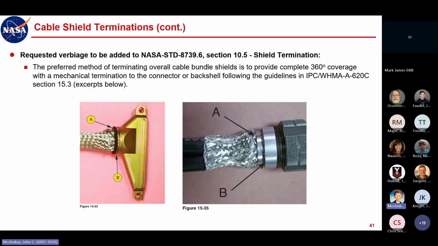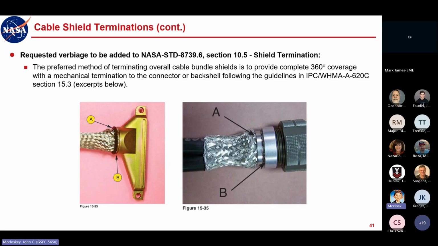Part of the verbiage I wrote up was that the important thing is to maintain the 360-degree coverage on the overall bundle. If you have inner shields and it's not feasible to maintain that 360-degree coverage, there are ways to do that, like with a braid sock or what have you, but I think they're non-standard techniques. But if a pigtail is absolutely necessary, the guidance is keep it absolutely as short as possible.